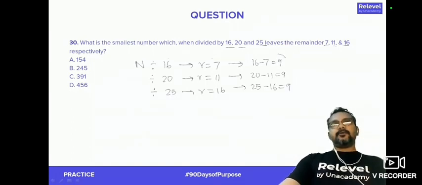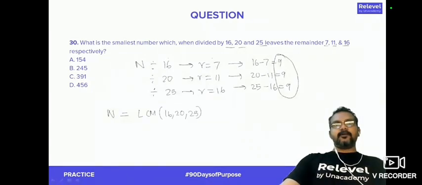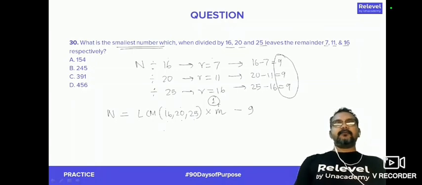So it's a constant difference scenario. My number n will be the LCM of 16, 20, 25 multiplied with m, a multiple of this, minus this constant difference that we have got, so minus 9. Since we want the smallest such number, we will take the value of m to be 1. So what is the LCM of 16, 20 and 25? If I do pairwise 16 and 20, the LCM will be 80, because 20 times 4 is 80, 16 times 5 is 80.